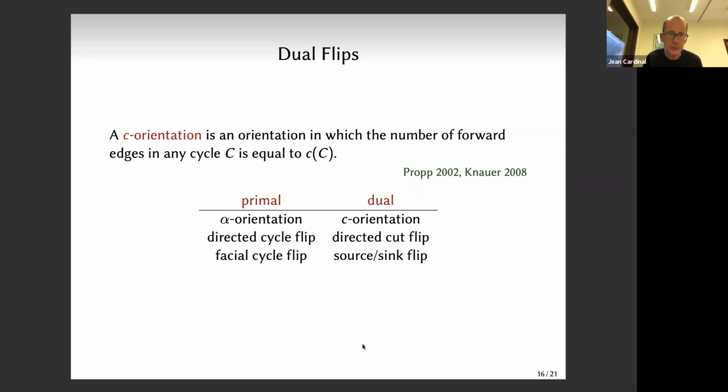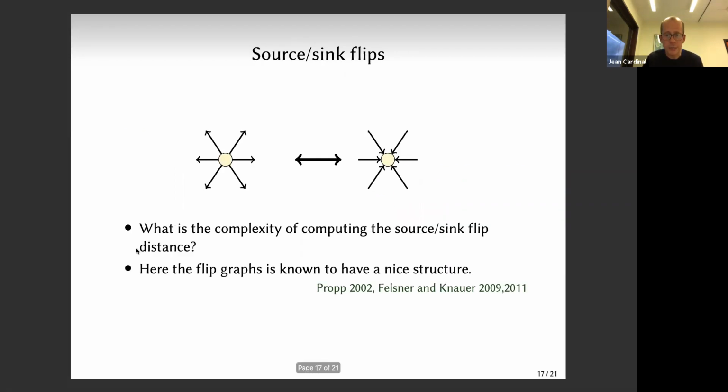So those face cycle flips in the primal interpretation on planar graphs correspond to source-sink flips in the dual setting. And now we can ask the question, for any directed graph, what is the complexity of computing the distance between two C orientations of this graph using only source-sink flips? Okay, so what is the source-sink flip distance between two C orientations of the graph?